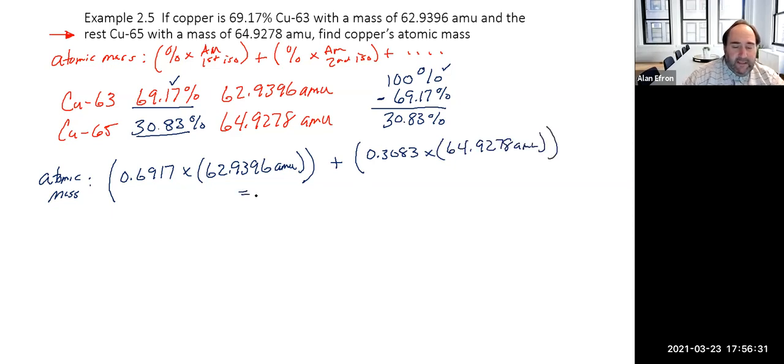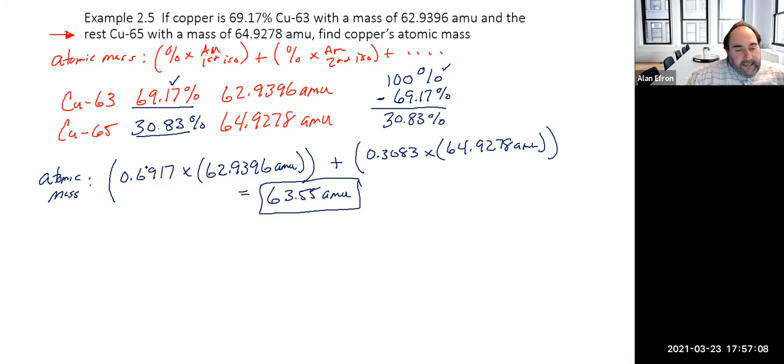And if we do all that, it looks like we get 63.55 AMU. And if you look on the periodic table underneath copper, you will actually see that number there, 63.55 as well. Question on that calculation?